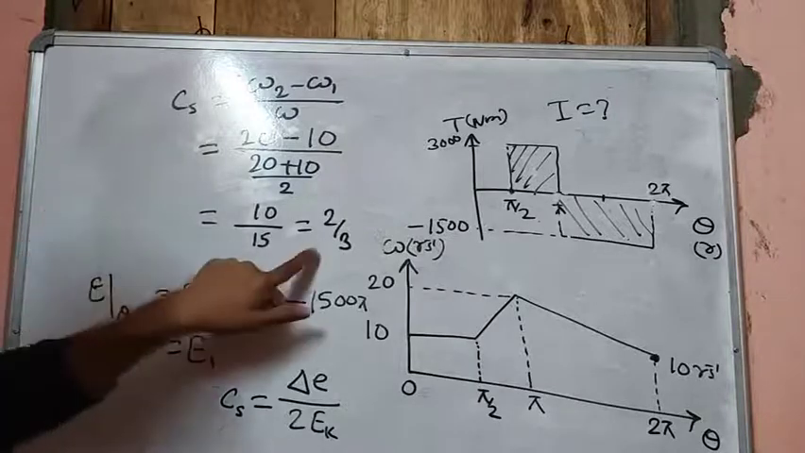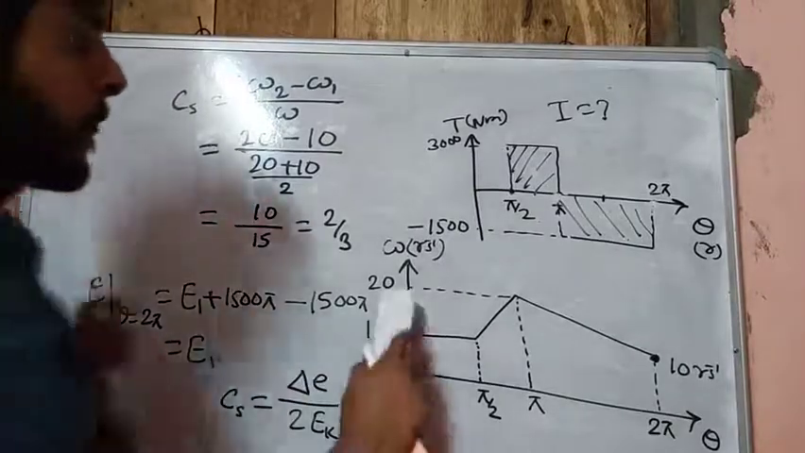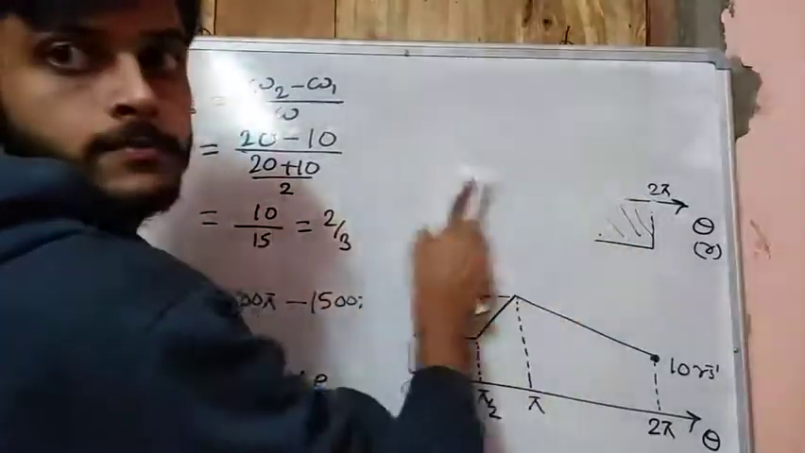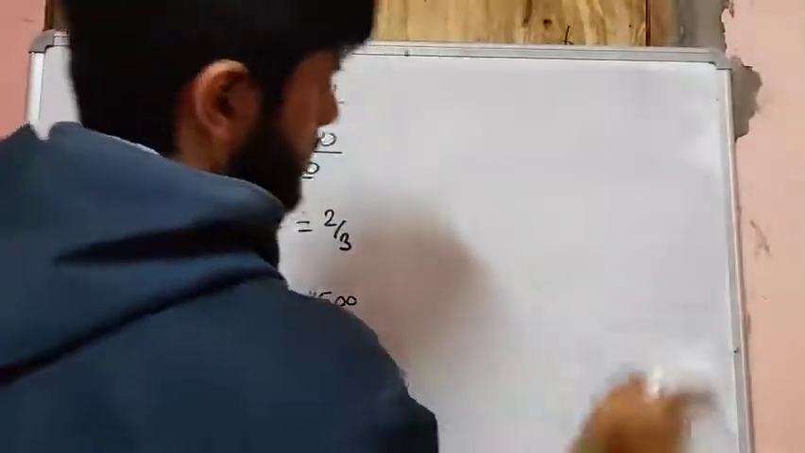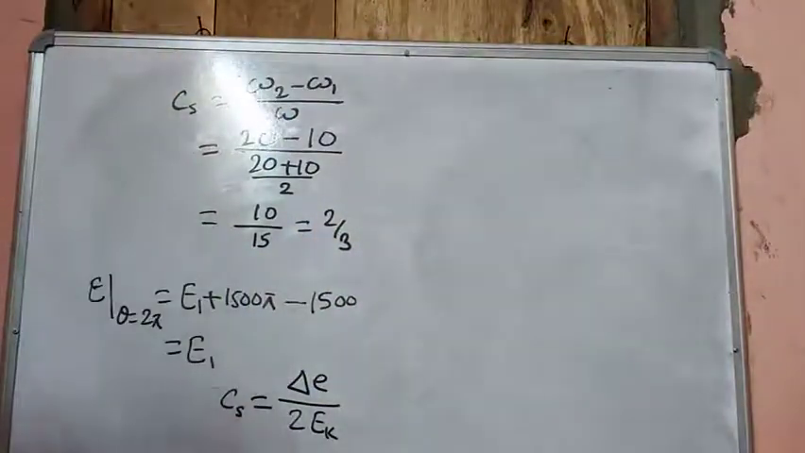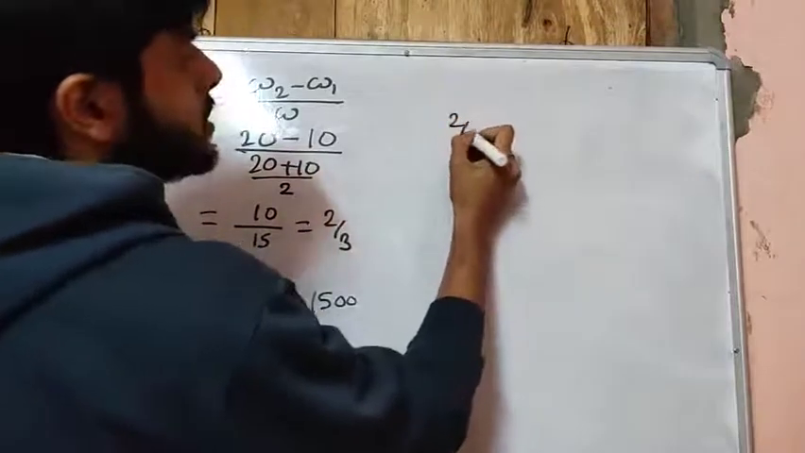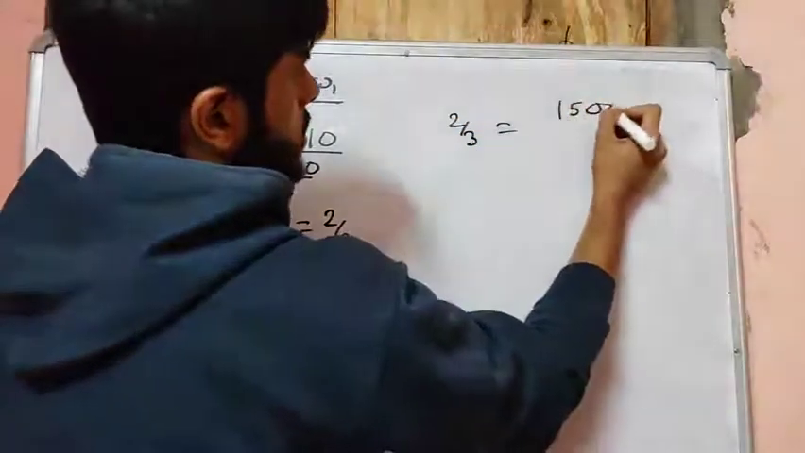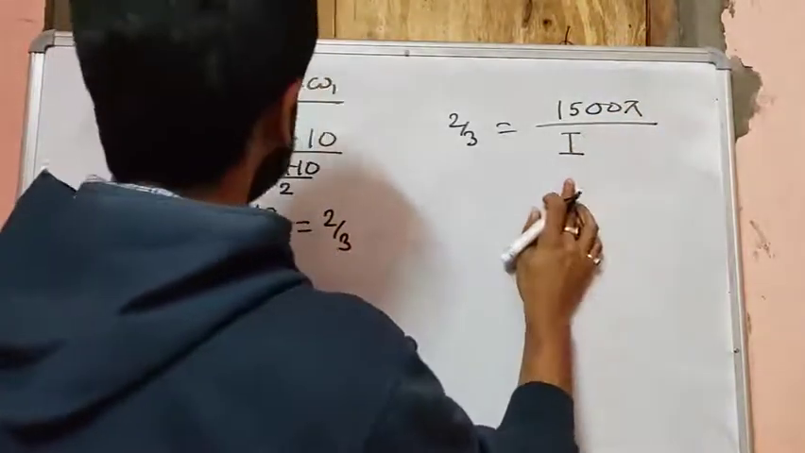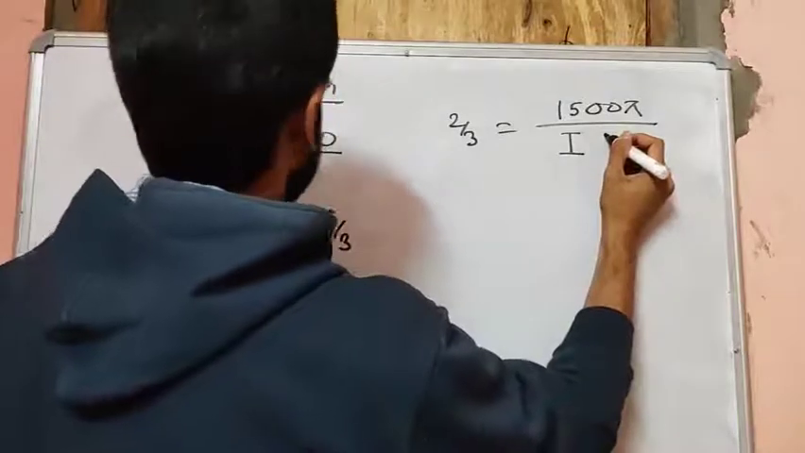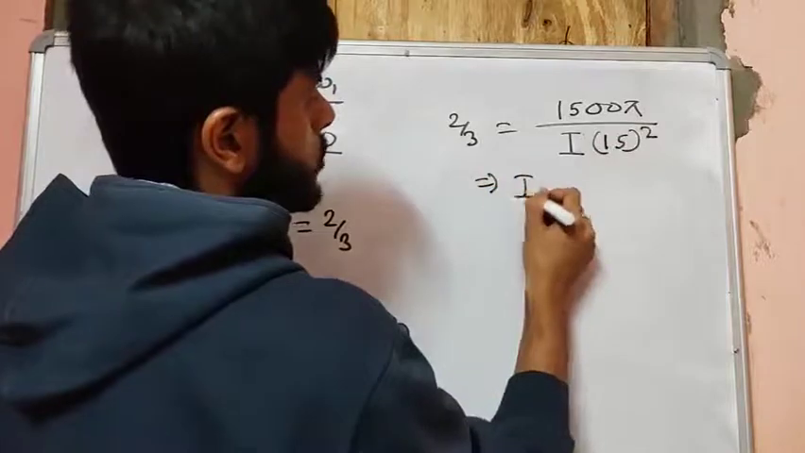Okay, so this is the coefficient of fluctuation of speed. We have got the coefficient of fluctuation of speed from the diagram. Once we have got it, we can substitute it over here, right? So the coefficient of fluctuation of speed, 2 by 3, is equal to the maximum fluctuation of energy divided by I omega square, right? I times omega square, so from this we can find out I.